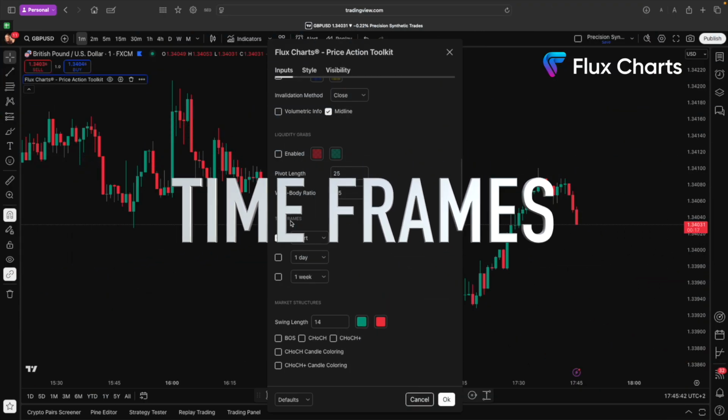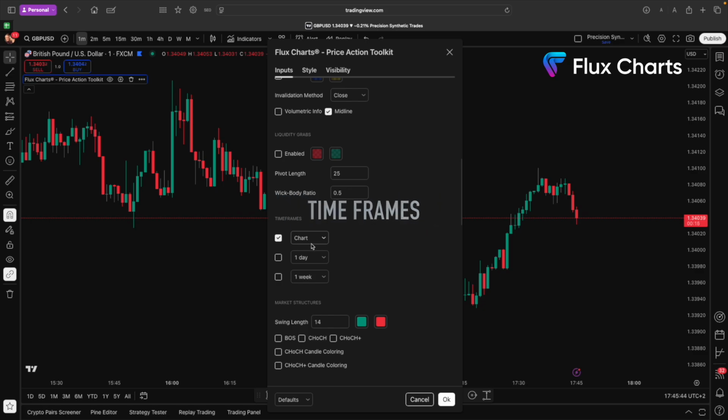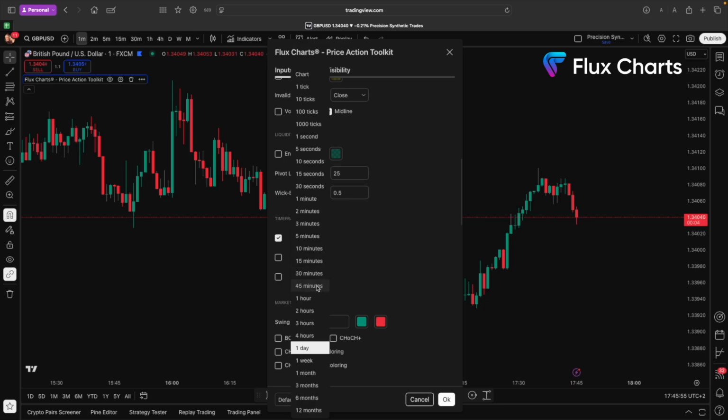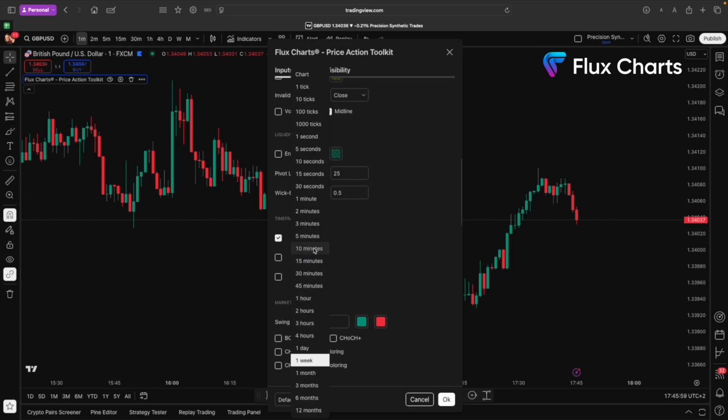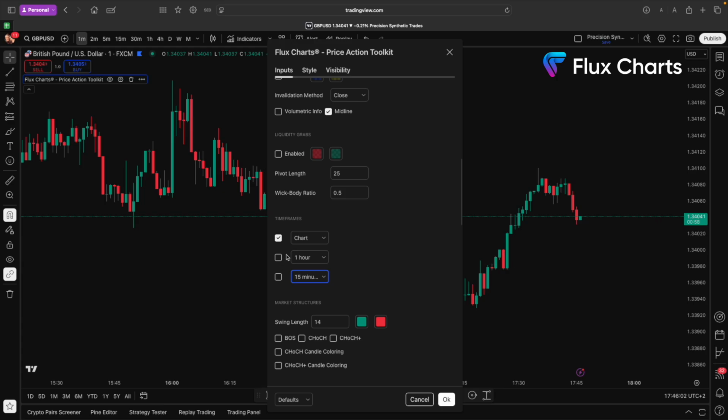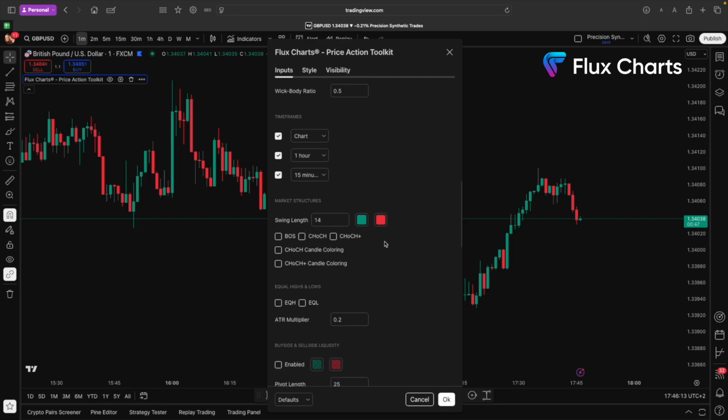Time frames. You will see in a moment how all of this makes so much sense. So I like to keep the time frame, the first one, on the chart that I am on. Let's say for the next chart I want it to be a 1 hour and I want it to be the 15-minute, for example, then I enable it. Now I will come back to this and then everything will make sense.